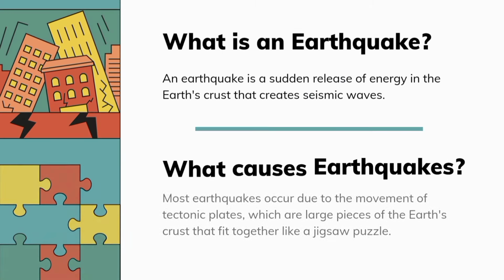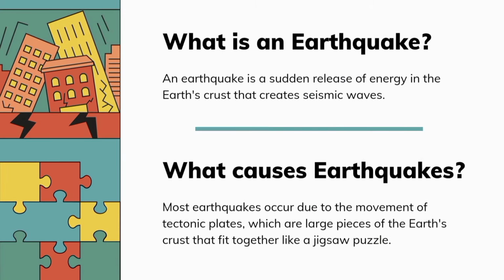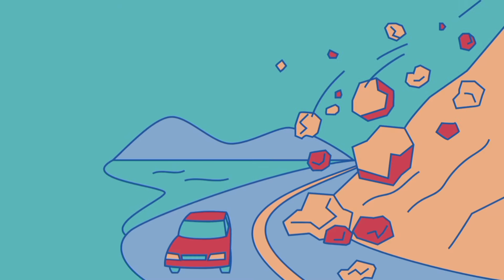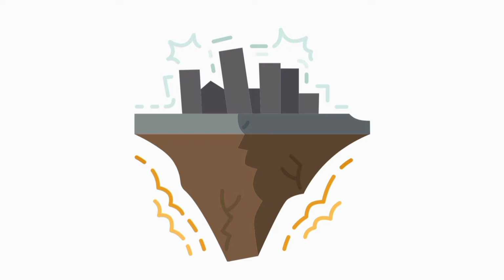What is an earthquake? An earthquake is a sudden release of energy in the Earth's crust that creates seismic waves. What causes earthquakes? Most earthquakes occur due to the movement of tectonic plates, which are large pieces of the Earth's crust that fit together like a jigsaw puzzle.